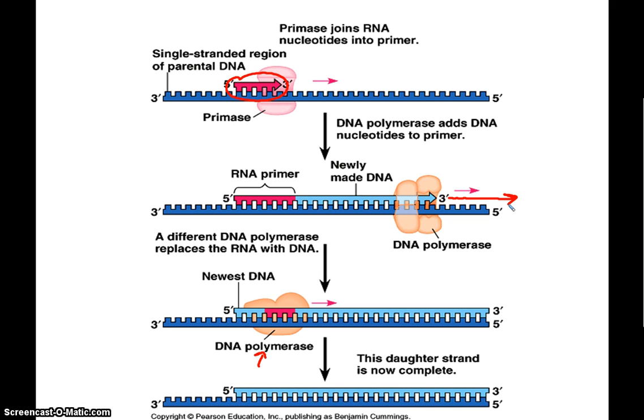And then the last thing that we didn't mention before is a different DNA polymerase will come in and it will replace the RNA primer with DNA so that it's all DNA. So we now have a complete daughter strand.